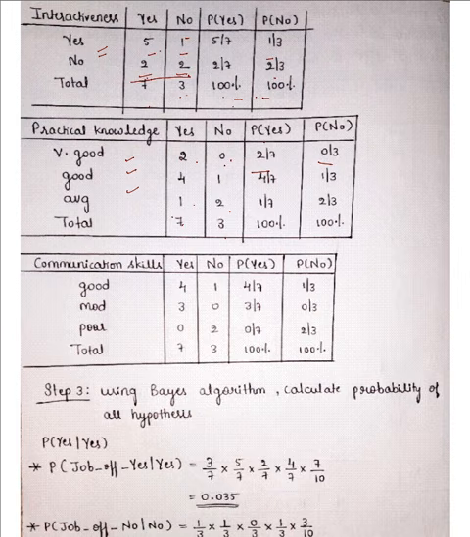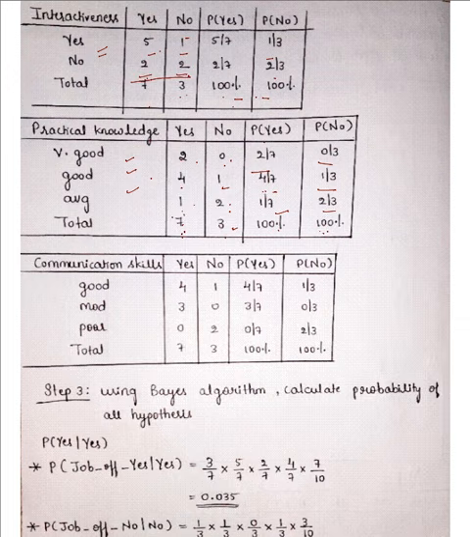And for good practical knowledge, the occurrence of good, here we have 4 out of 7. So we write here P of 4 by 7. Similarly, for no, we have 1 by 3. For average, 1 by 7, we write it as 1 by 7, probability of yes. And probability of no is what? 2 by 3. So that's what we have written, 1 by 7 and 2 by 3. Just put here 100% or hyphen.